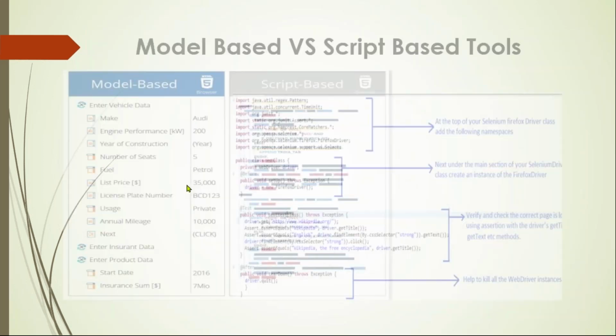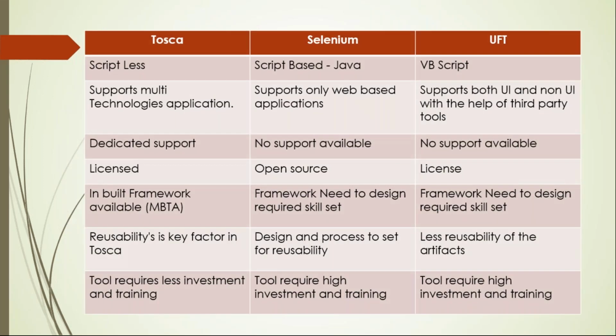So MBTA is an inbuilt approach which is given, but for Selenium and UFT, you need to build the framework. It will take a minimum of 20 days. That too, perfectly skilled resources are mandatory if you want to build this framework, but for Tosca not required. And the Tosca tool requires less investment and training. You can have 20 or 25 sessions of 1 hour, that is enough.